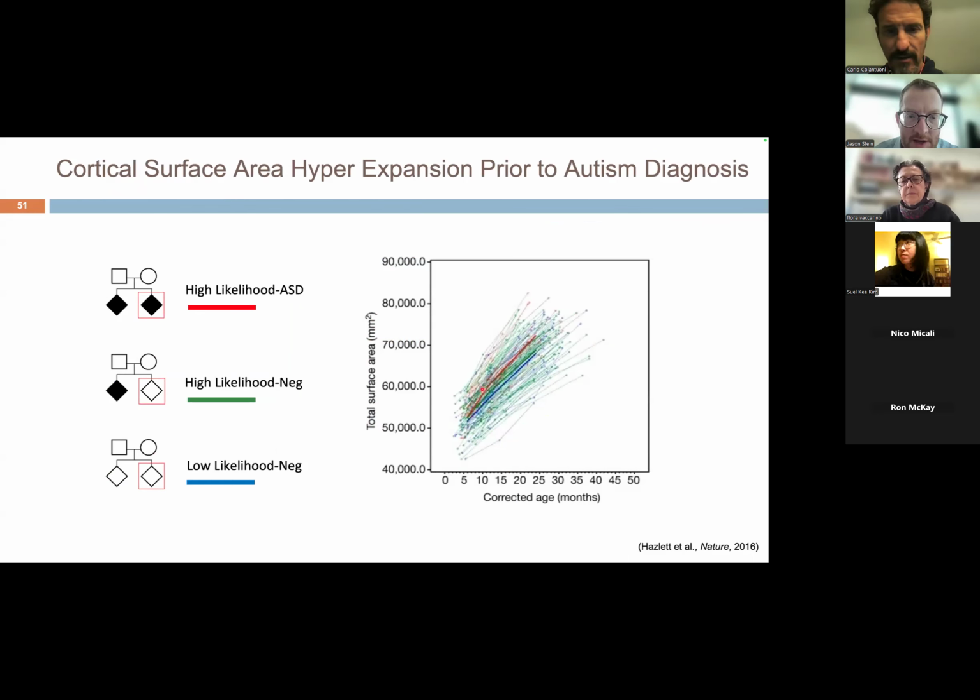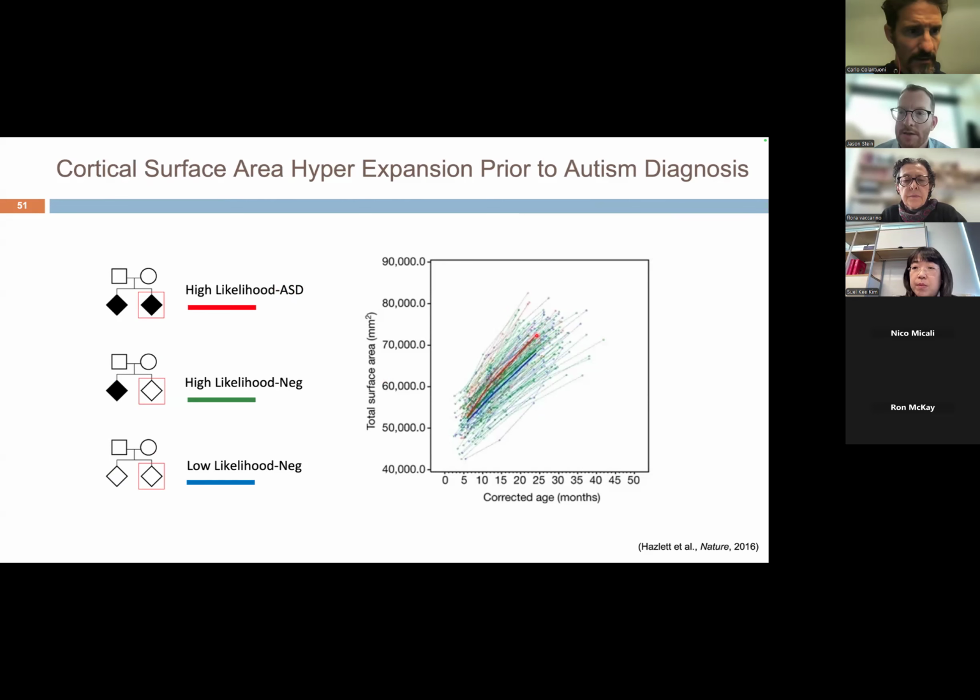At 6 to 12 months of age, there was found to be a cortical surface area hyperexpansion that leads to overall brain growth that's observed from 12 to 24 months. So basically, there is a hyperexpansion in the ASD group, and this predates diagnosis, which is generally at 24 months of age. Now, this is statistically significant with respect to the low likelihood group? Yes, and that's detailed in this paper here.